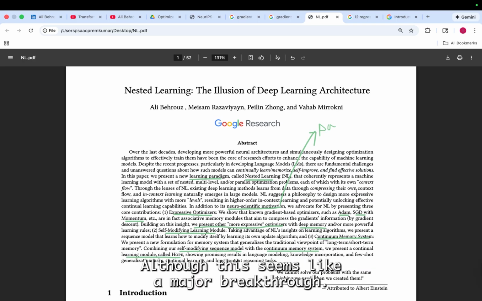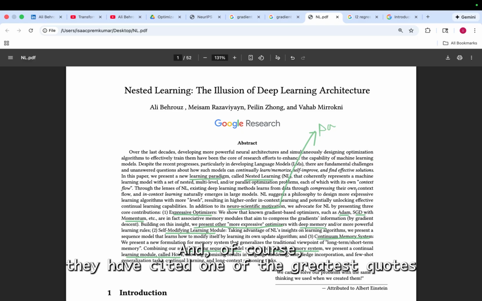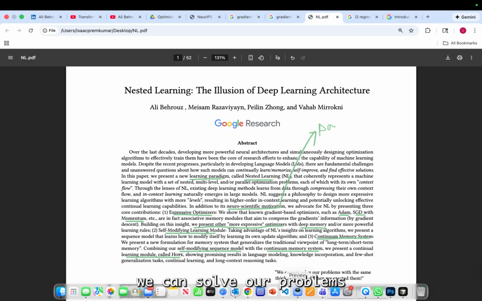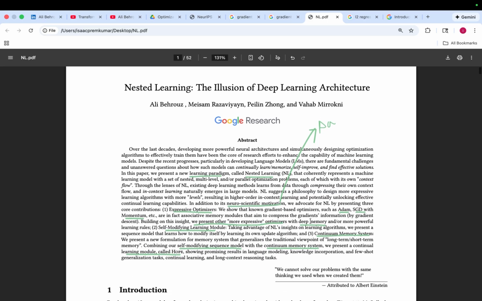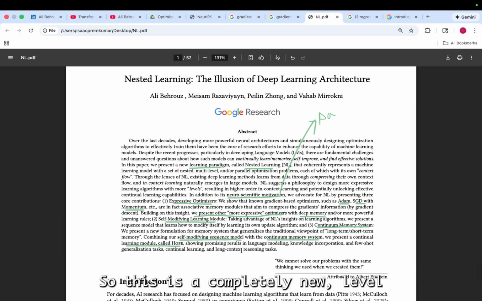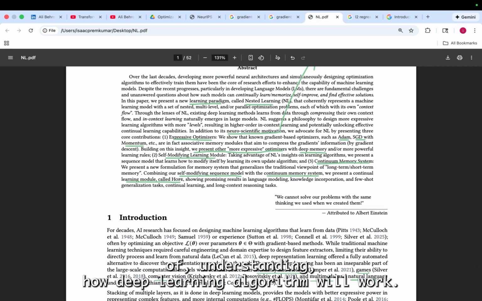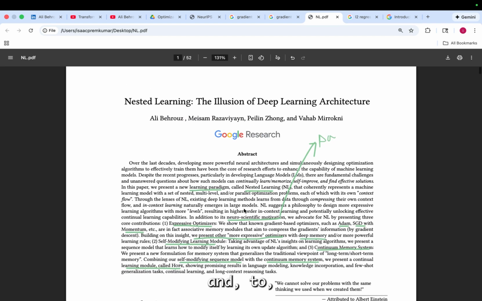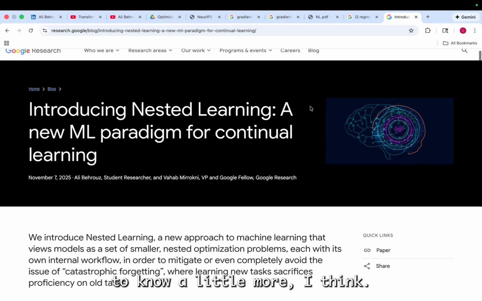Although this seems like a major breakthrough, this is still being studied, and of course, they have cited one of the greatest quotes: "We cannot solve our problems with the same thinking we used to have when we created them." So, this is a completely new level of understanding how deep learning algorithms work in the background, and to know a little more, I think, yeah.